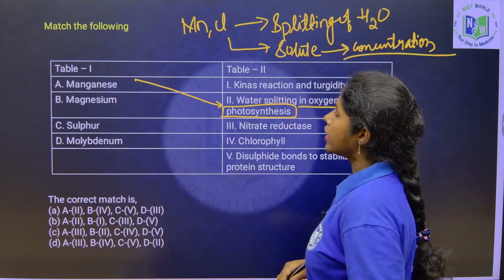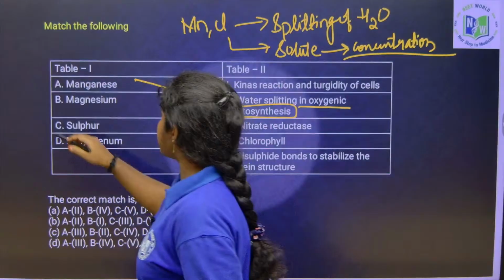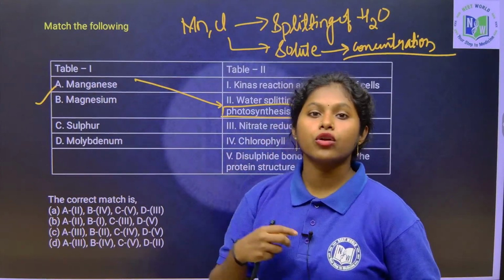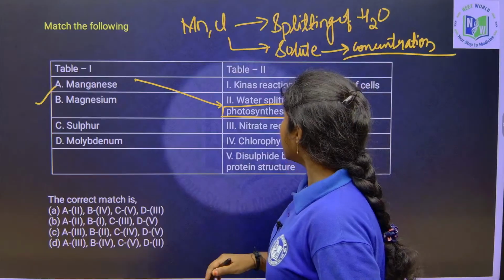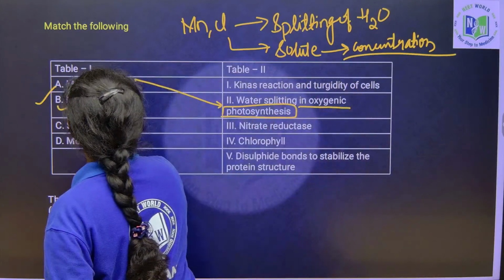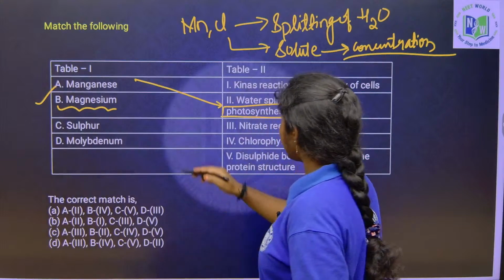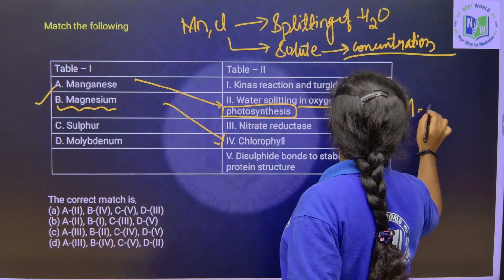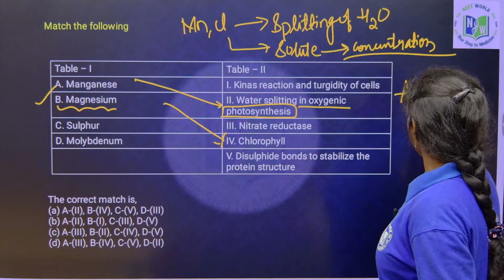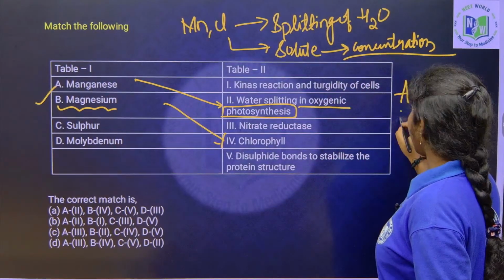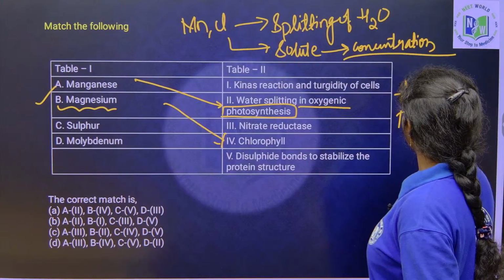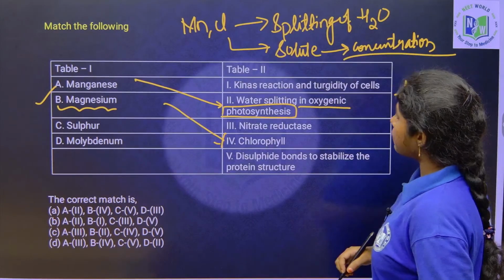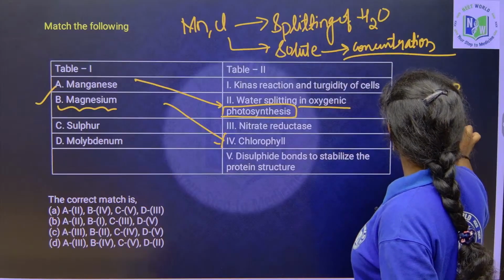Okay. Now see, magnesium. Magnesium is the central metal ion present in the chlorophyll structure, right? So magnesium. See here, the direct chlorophyll is there. So A is 2, B is 4, right?